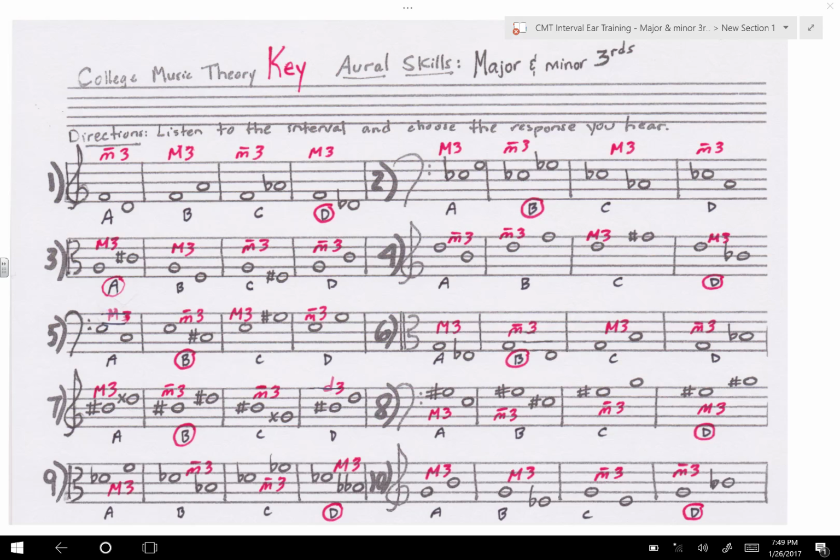Okay, so here is 7A. We have a major third, a B sharp to a D double sharp is a major third, do, mi. Choice B, the correct response, is a minor third. That's a B sharp to a D sharp. Choice C is a minor third. That's a B sharp down to a G double sharp. Sol, mi. And 7D is that diminished third.